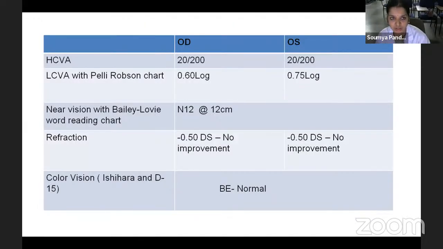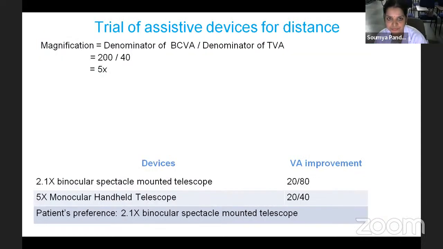So now coming to his high contrast visual acuity, it was 20/200 in both eyes, and the low contrast visual acuity with the Pelli-Robson chart is 0.60 log and 0.75 log, which is reduced compared to the normal value. In near vision, he reads N12 at 12 centimeters, refraction was 0.5 diopter spherical, and there is no improvement. The color vision for both eyes is normal with both ECRA and D15 tests.